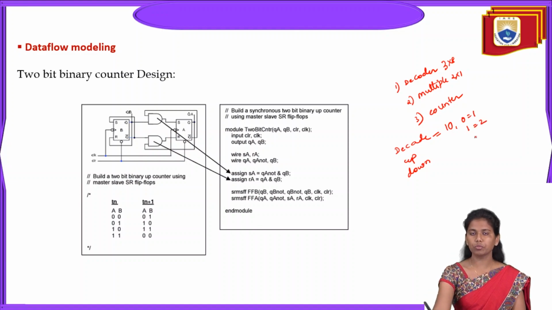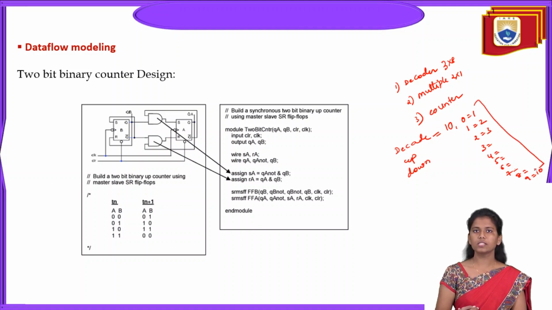At clock 1, it counts 2. At clock 2, it counts 3. Like that, till clock 9, it counts 10. 10 clock pulses, right? So this is a decade counter. It counts only 10 bits.